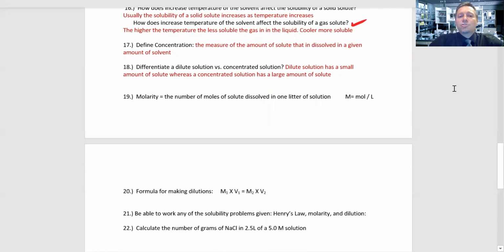Number 17, concentration. Concentration is a measure of the amount of solute that is dissolved in a given amount of solvent. Once again, the measure of the amount of solute dissolved in a given amount of solvent. And what we're going to be talking about is moles of solute in liters of solution. And that equals the capital M, and that's molarity.